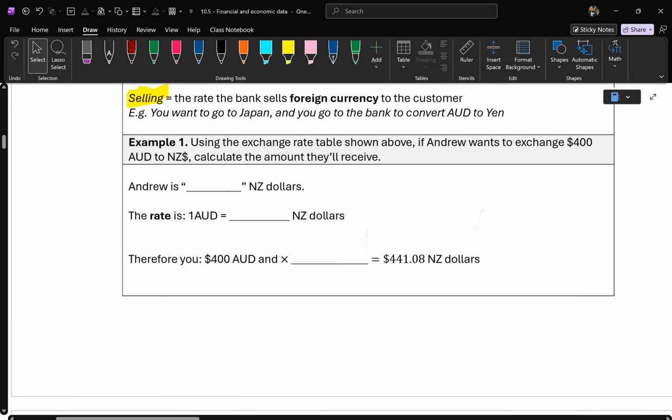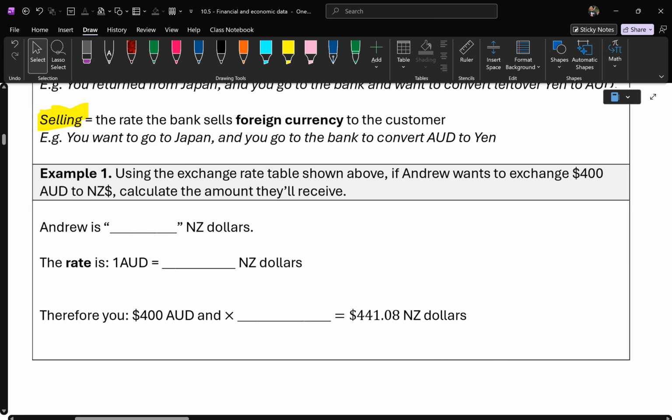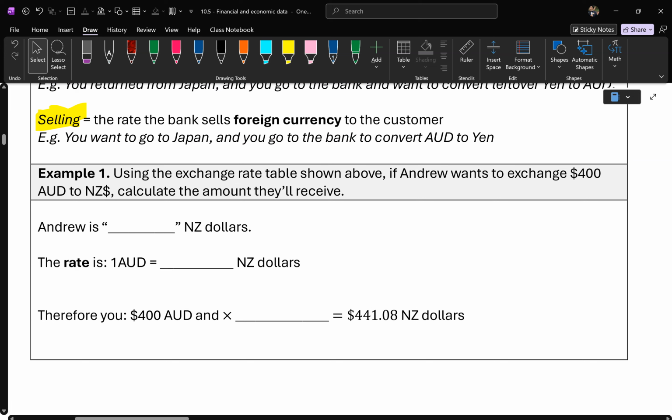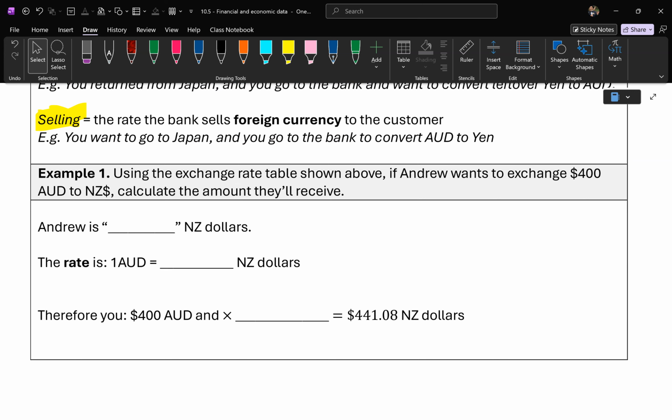Example 1. This one's a bit easy because I kept it as Australia. Using the exchange rate table shown above, if Andrew wants to exchange 400 AUD, in Australia, to New Zealand dollars, calculate the amount they'll receive. They went to a bank and they want to convert their AUD. They want foreign money, which is NZ. So is the bank selling the foreign money or is the bank buying the foreign money?